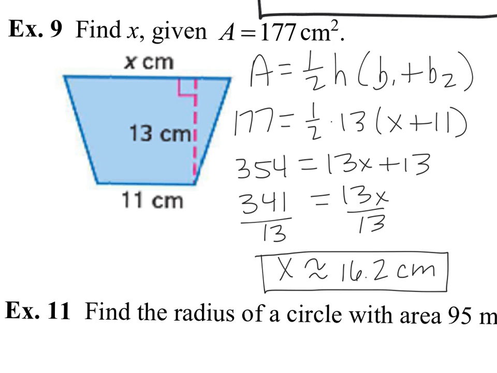Okay, in number 9, we're asked to find x given that the area of this trapezoid is 177 square centimeters. So here's the formula for the area of a trapezoid. Area equals 1/2 its height times the sum of the two bases. So we just plugged in what we're given over here. The area is 177, so that's 1/2 of our height of 13 times the sum of the two bases. So I just multiplied both sides by 2 and then distributed the 13 to get 354 equals 13x plus, oh, that's not 13. Hold on, I need to fix this.